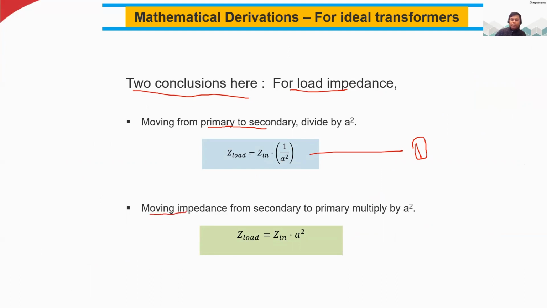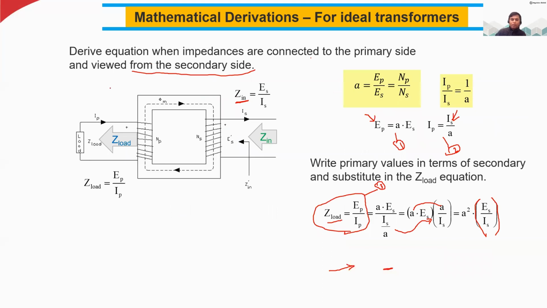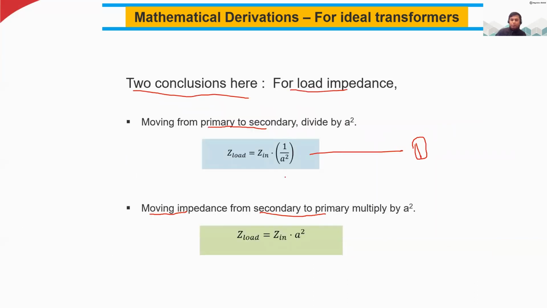Please keep this in mind, because we need this for the problems now. Similarly, we are moving the impedance from secondary to primary side, because we know the transformer can be looked at from primary to secondary, and similarly from secondary to primary. That is why we found two equations. Z load is equal to the input impedance divided by A square when going from primary to secondary. Similarly, when you look from the secondary side, you have to multiply the input impedance by A square. So Z load is equal to Z in multiplied by A square. These two equations, try to remember.